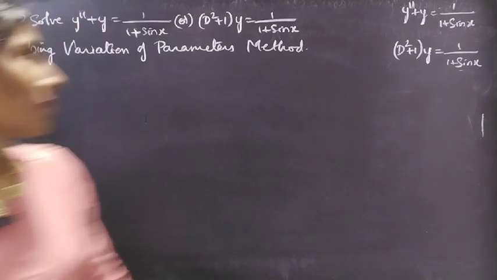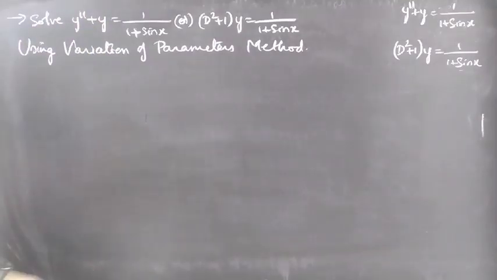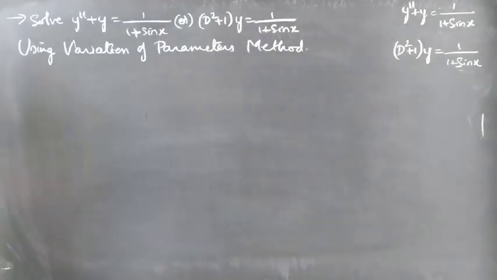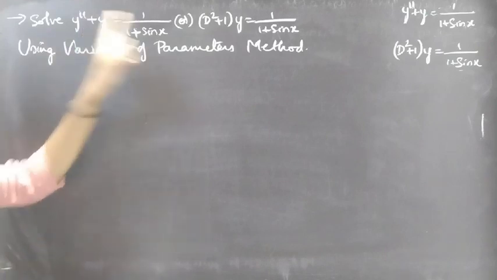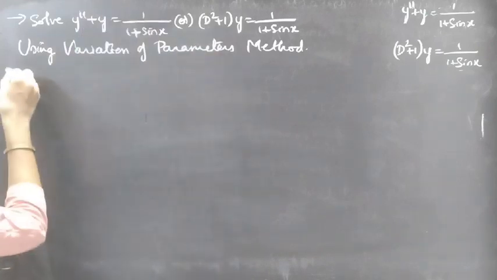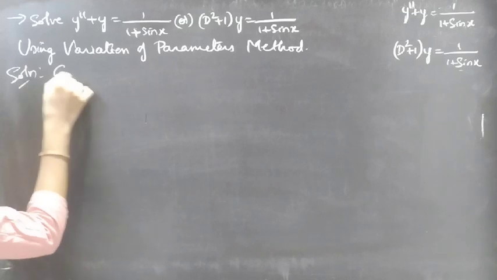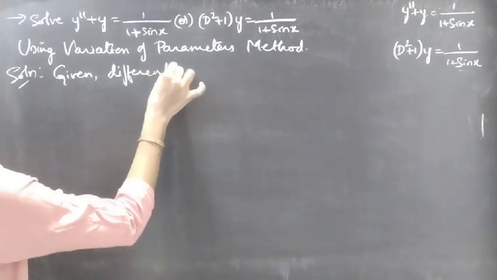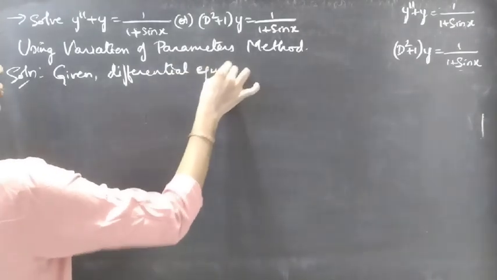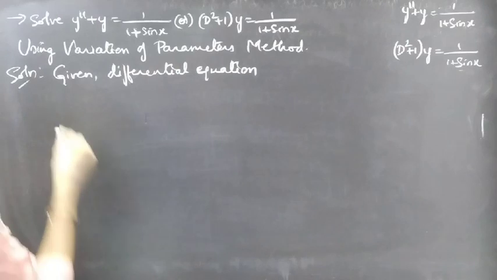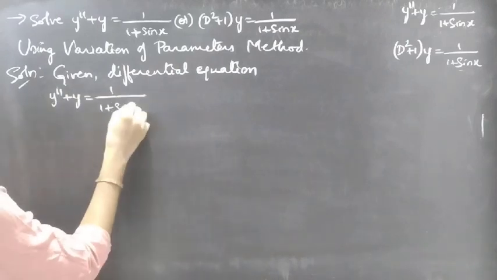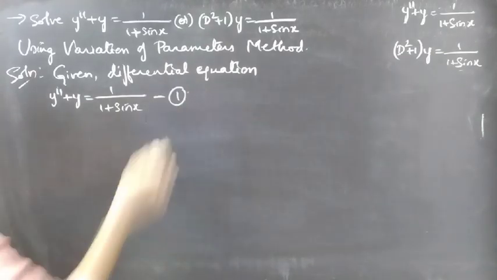Part 3. Solve y double dash plus y equal to 1 by 1 plus sin x, or D square plus 1 into y equal to 1 by 1 plus sin x, using the variation of parameters method. So here we are given a differential equation of order 2. Given differential equation y double dash plus y equal to 1 by 1 plus sin x. Consider this equation as equation number 1.